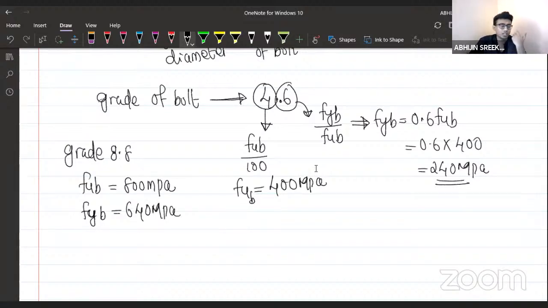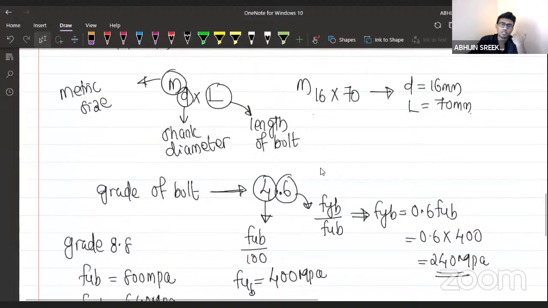There was a question in the GATE exam. M16 divided by 70. What's the meaning of this? Options were given: shank diameter is 16 mm; cross section of the bolt is 16 by 70 mm square; diameter of the bolt is 70 mm. So understand the meaning of this. Okay, very important.